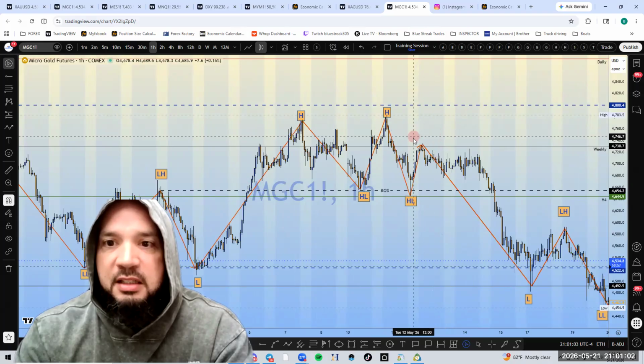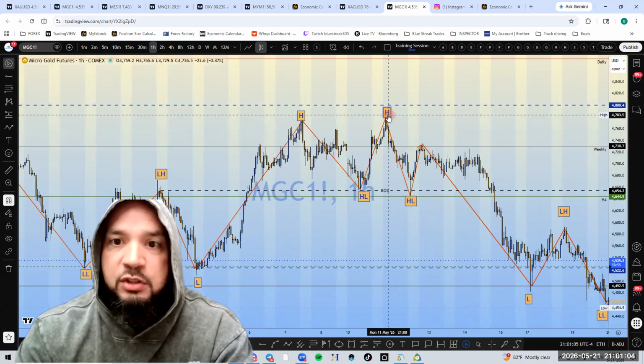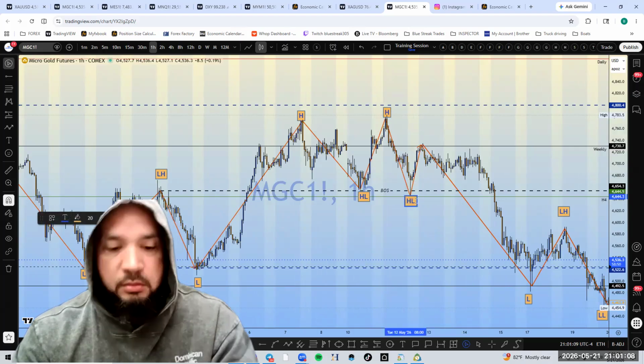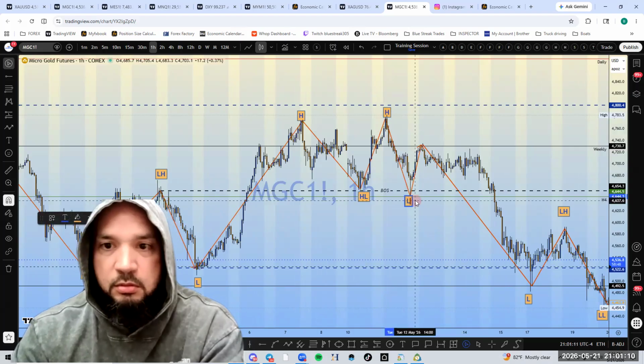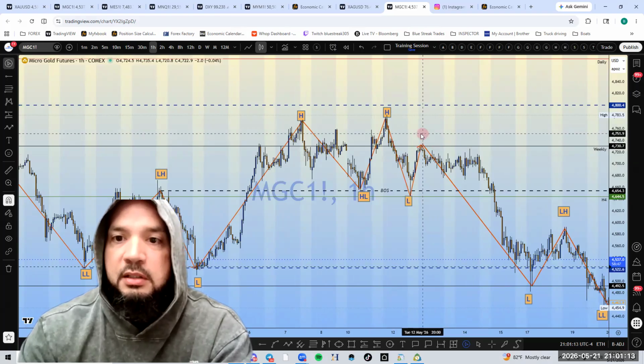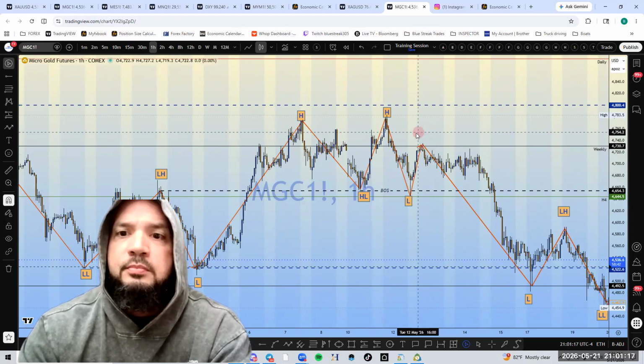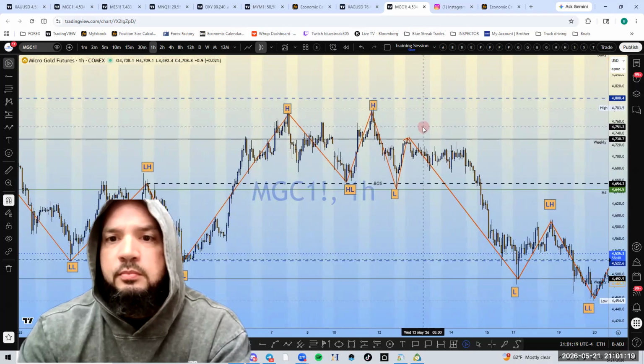What do you guys think this is called? If this was a high and this is an equal low, what is this called, guys? What do you think this is called, Semi? A failure of making a new high.